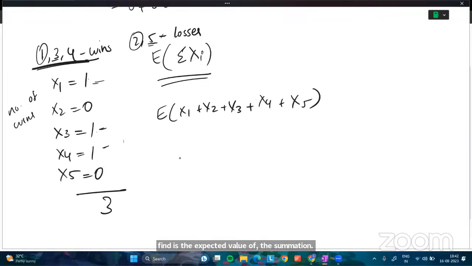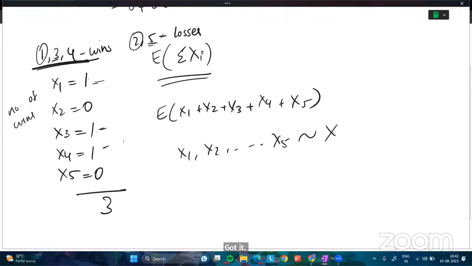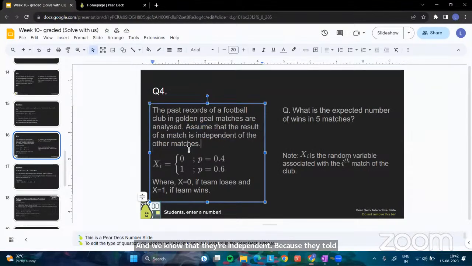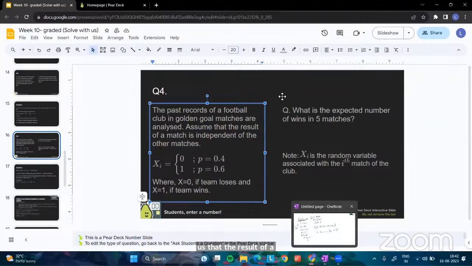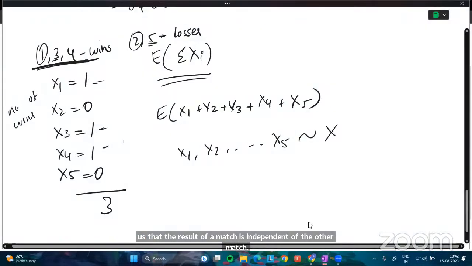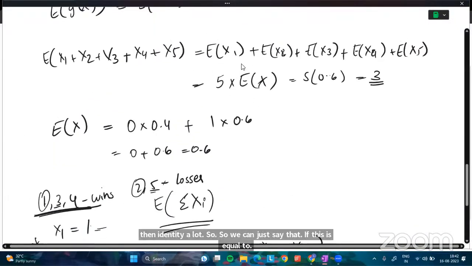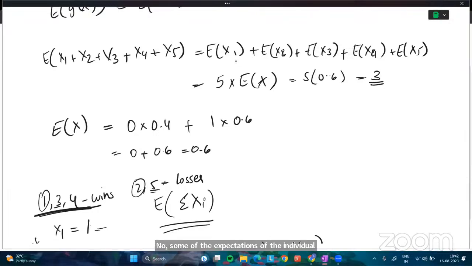Got it. So now we also know that x1, x2, and all of these follow the same distribution x. And we know that they're independent because they told us that the result of a match is independent of the other matches. And they're identical also. So the expectation of the sum is equal to the sum of the expectations of the individual distributions. And since they're identical, you can just say 5 times the expected value of x. You can find the expected value of x using the formula and just substitute it. You'll get 3.